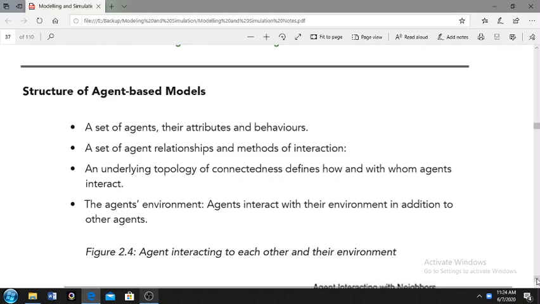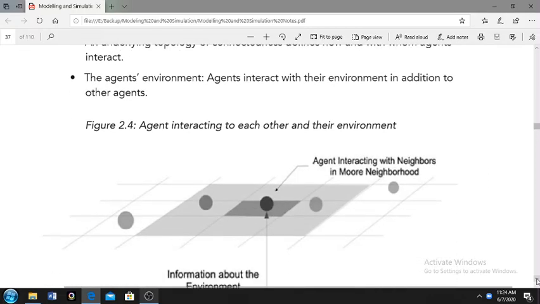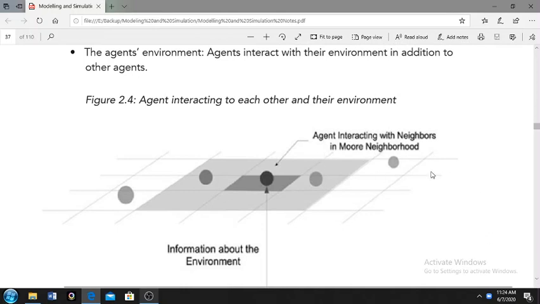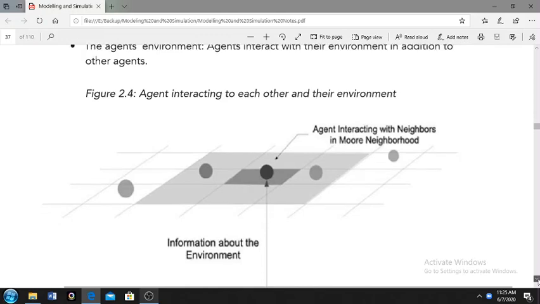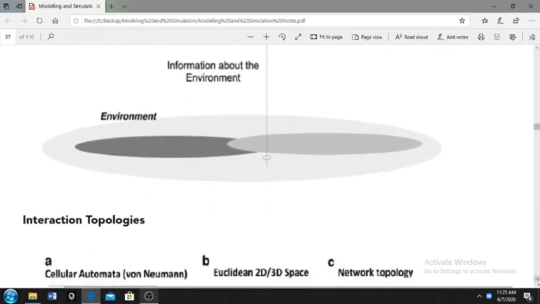Agents in their system interact between themselves, but they also interact with the environment. You see here you have agents in this system, and agents interact with their neighbors. This one will interact with this, but agents here also interact with outside the system. So they interact with the environment. This is the environment.